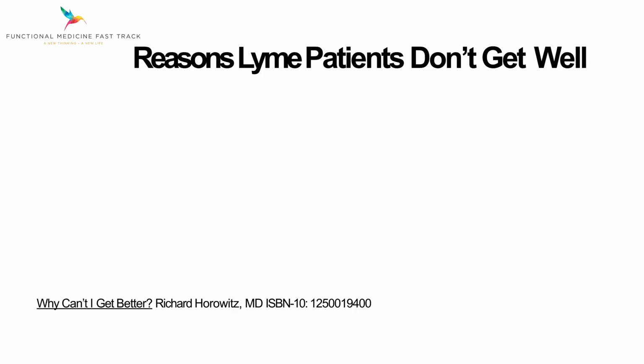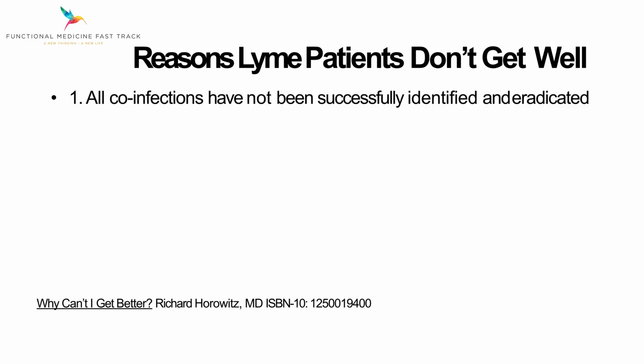So I've put this talk together a little bit backwards. I want to go through all these clinical signs and symptoms, why patients don't get better, and then I want to go through the pathophysiology, because I wanted to make a little bit more sense from a functional medicine perspective on the systems approach. So let's have a look, and this is from the book Why Can't I Get Better by Richard Horowitz, and we know he's one of the gurus when it comes to Lyme. And the number one reason that Lyme patients don't get well is they have multiple co-infections that have not been successfully identified and eradicated. And that is part of the Lyme's pathophysiology.